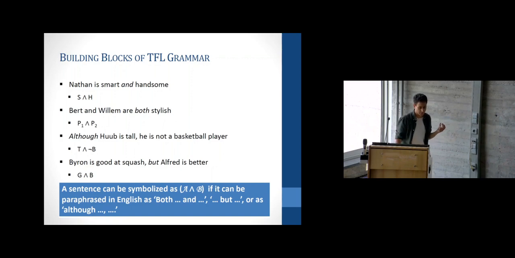Bind is good at squash, but Alfred is better, so G and B if you break it down to atomic sentences. Here it says Alfred is better than Bind in squash. That would be taken as an atomic sentence. What is the difference between the normal letters and the P1? No difference. It's just a matter of what is easier. Sometimes, in a very fun situation, you might want to have a lot of atomic sentences, and the Latin alphabet restricts you. If you want 100 atomic sentences, then you will go with the numbering, because then you have many options.